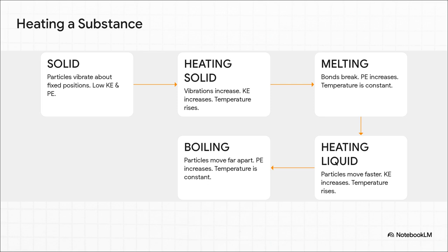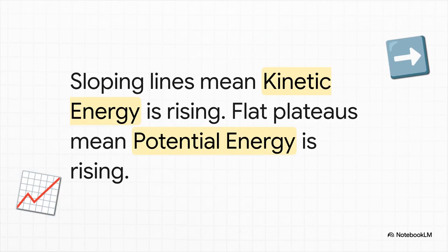And the same thing happens. The temperature flatlines as all the energy goes into turning that liquid into a gas. So if there's one thing to take away from that, it's this. On a heating graph, whenever you see a line sloping up, that means kinetic energy is rising.